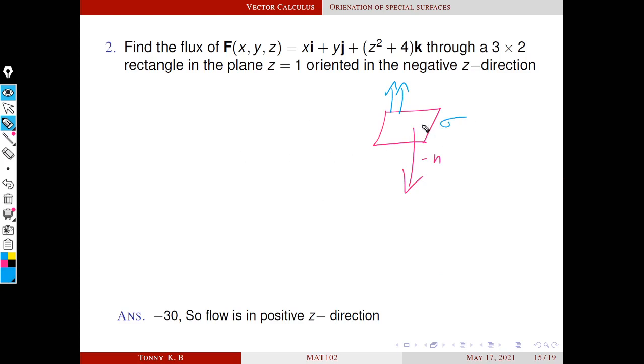So this is the idea. This is our surface sigma. We oriented the surface sigma in the downward direction and the flux is negative. That means the net flow is in the positive direction of z with 30 units.